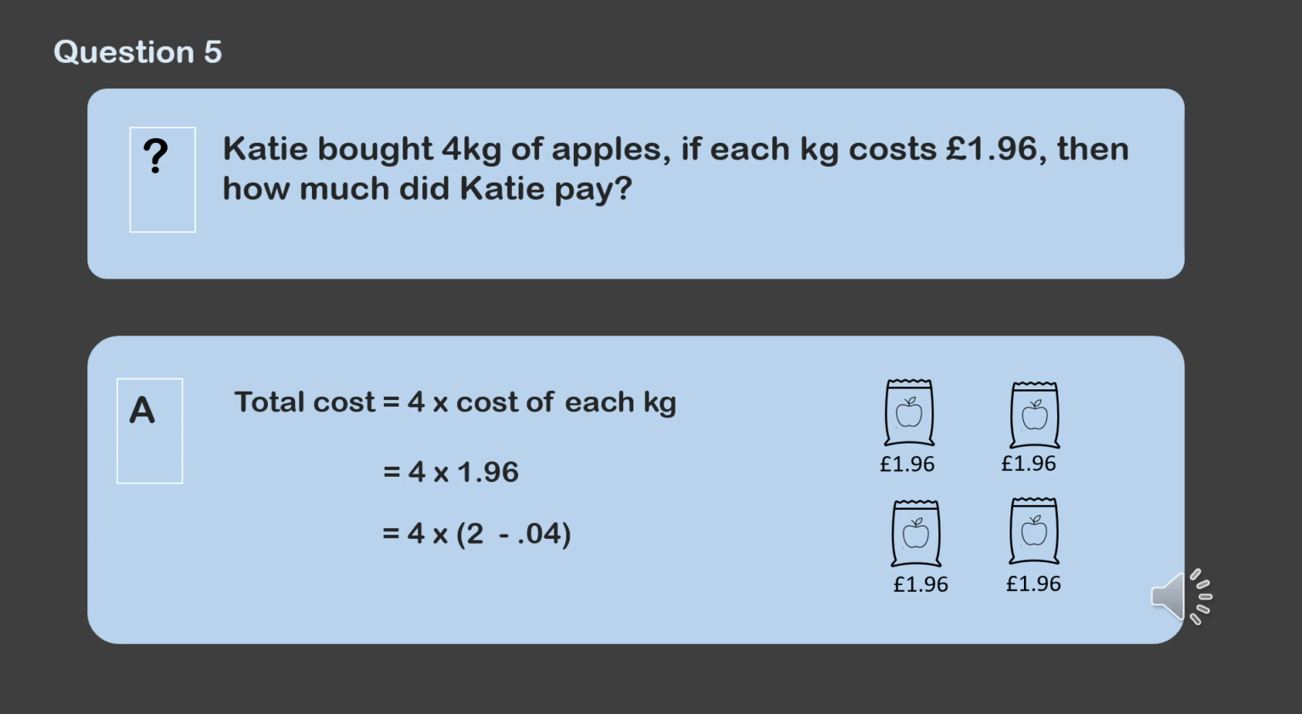Make sure that you use brackets, otherwise it will be open to errors. To expand brackets, you must multiply all numbers inside the bracket by the number 4, which means 4 times 2 take away 4 times 0.04, which equals 8 take away 0.16, which is a lot easier to work with now. So you should know it equals 7.84.